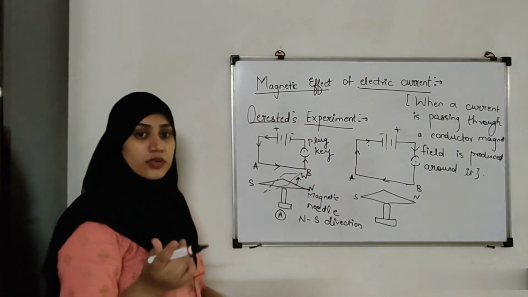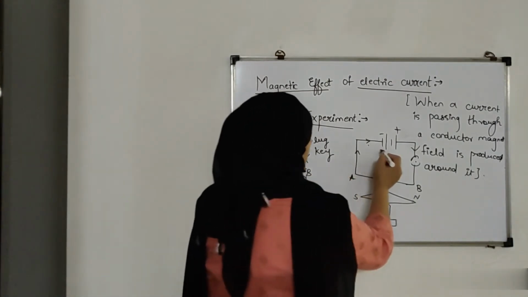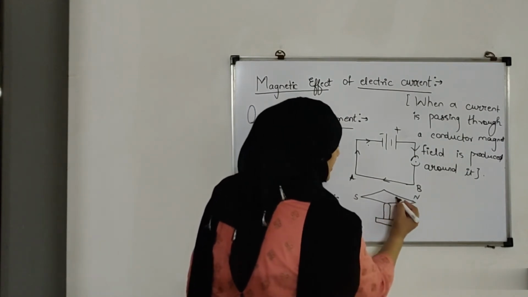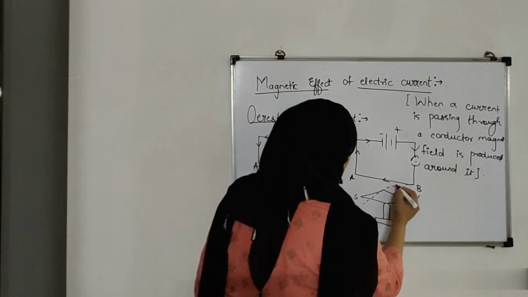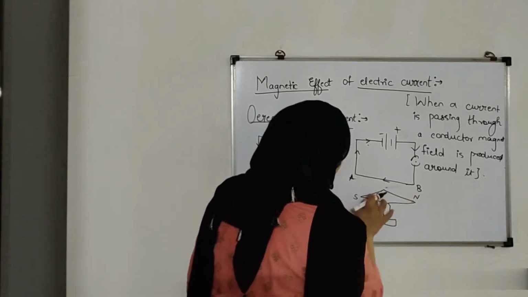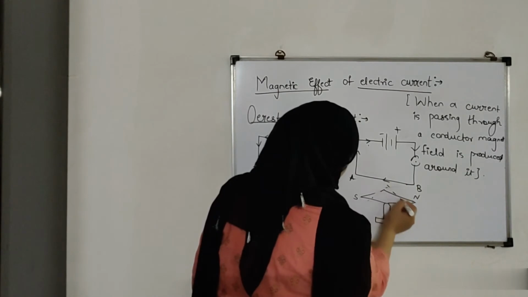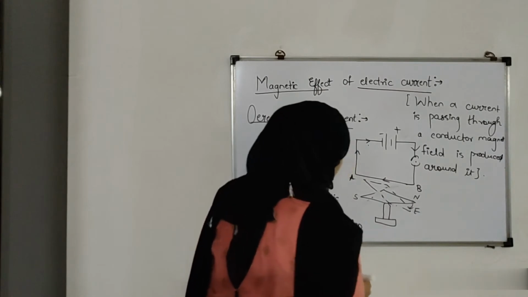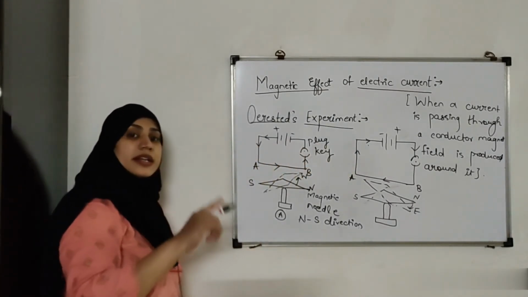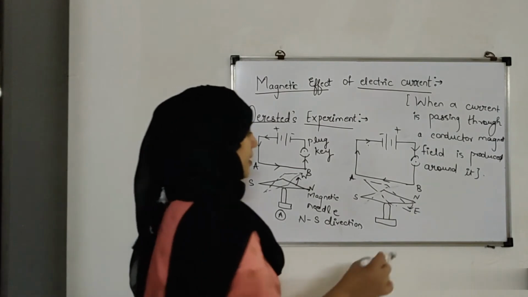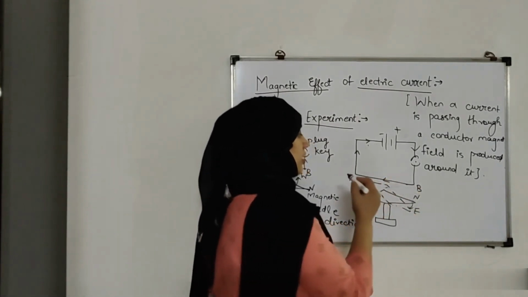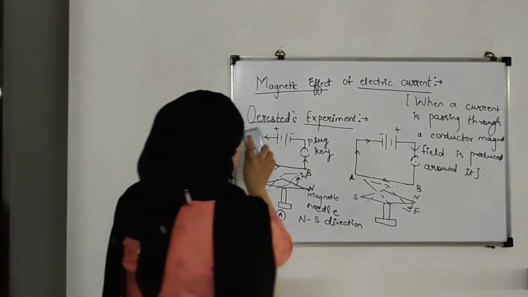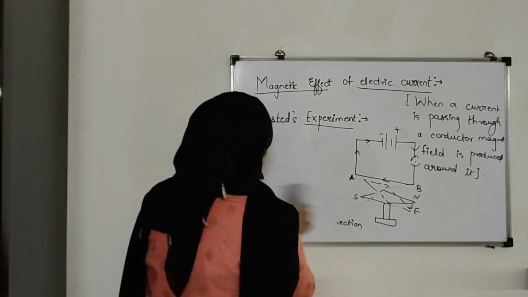Now we are going to reverse the direction of the battery, or reverse the direction of the current. What we see is the needle still deflects, but now in the opposite direction. It was deflecting in this direction, now it deflects in the opposite direction like this. So in both cases, the needle is deflecting. That means there is a presence of magnetic field around the conductor. Now we are going to see what conclusions we can draw from the Ørsted experiment.